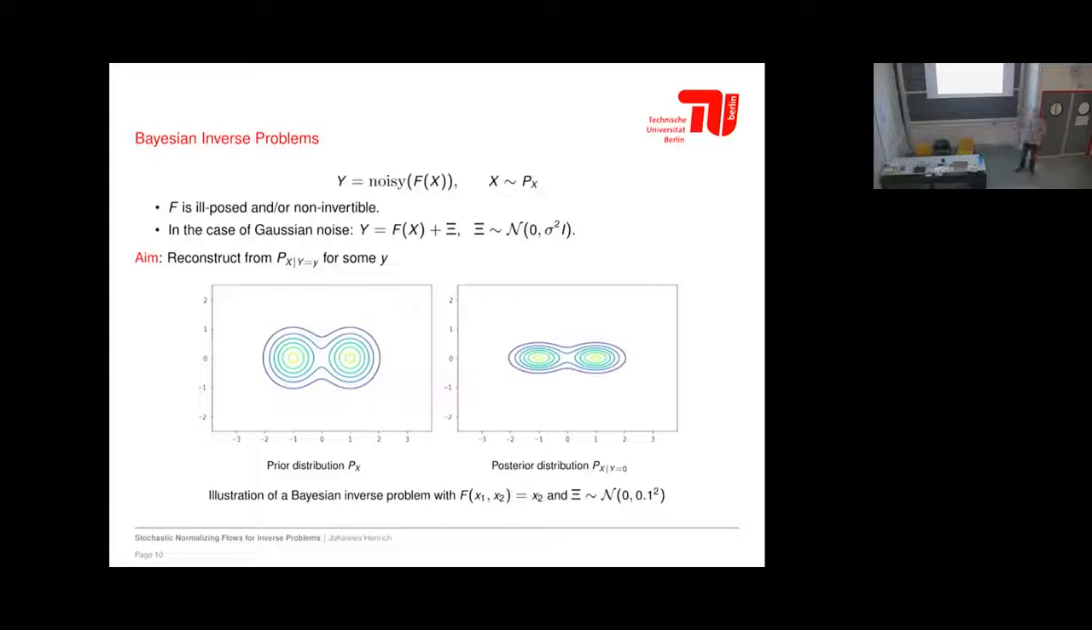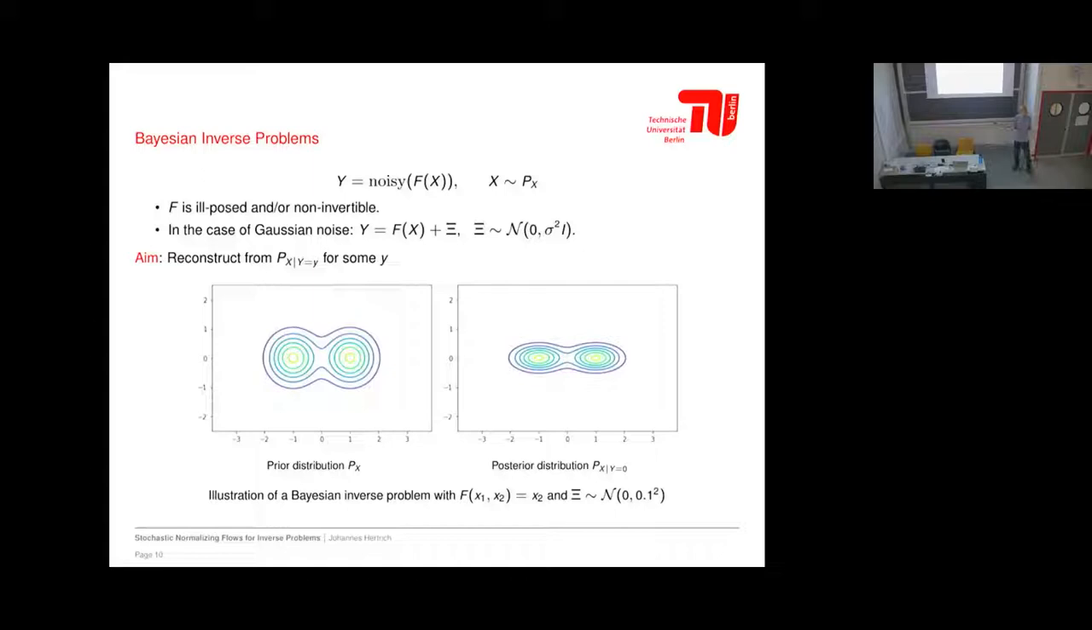And I have an example here. If my prior distribution is given just by two Gaussians, and I say, okay, I observe just one of the variables, then the posterior distribution will look more shrunk in one direction, but in the other direction, where I don't observe anything, it's just the same as before.